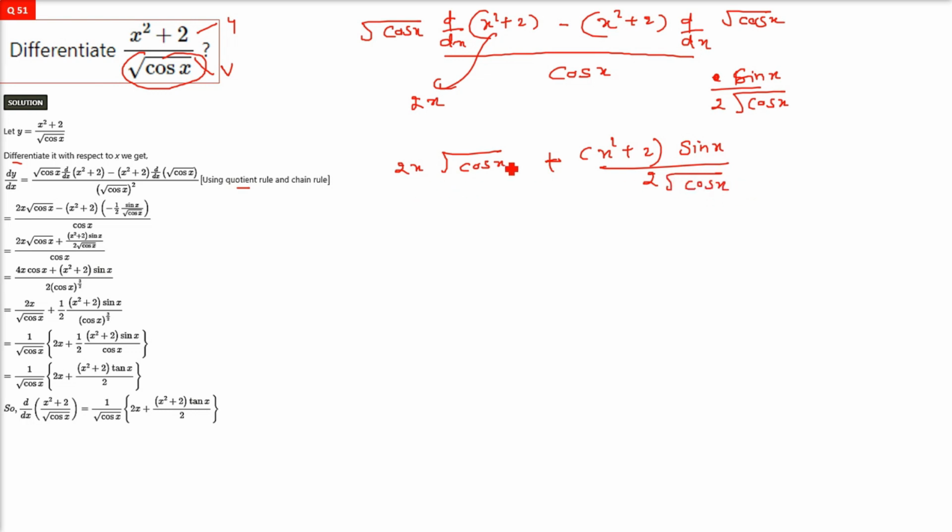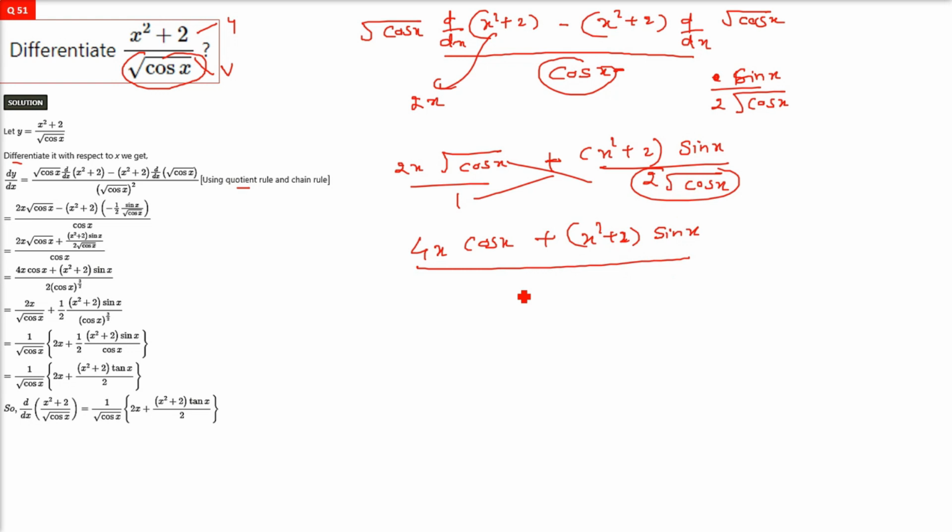Okay. Now we can simplify it. This is what we have done. There is no differentiation left, there is just simplification. So let us take the LCM. 2x times 2 is 4x, under root goes, so 4x cos x, plus x square plus 2 sin x, and then in the denominator we have twice of under root cos x.